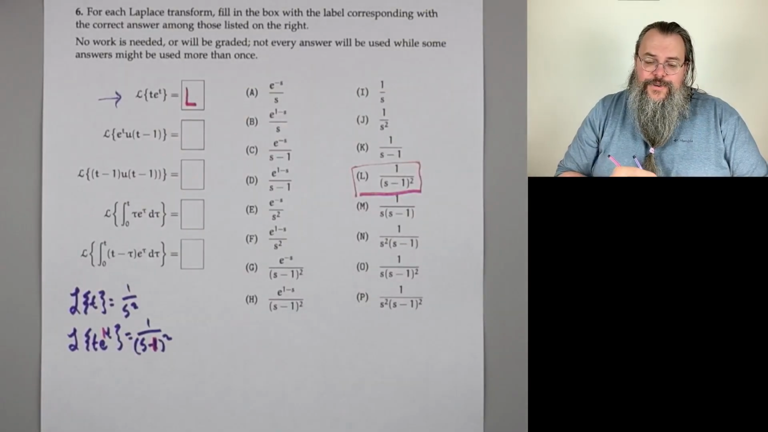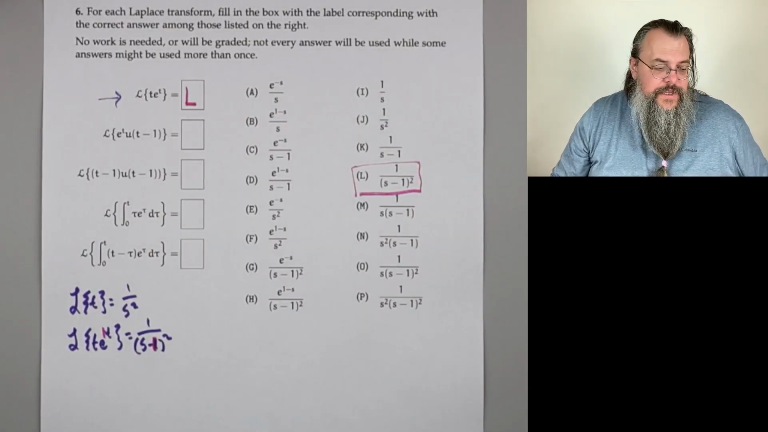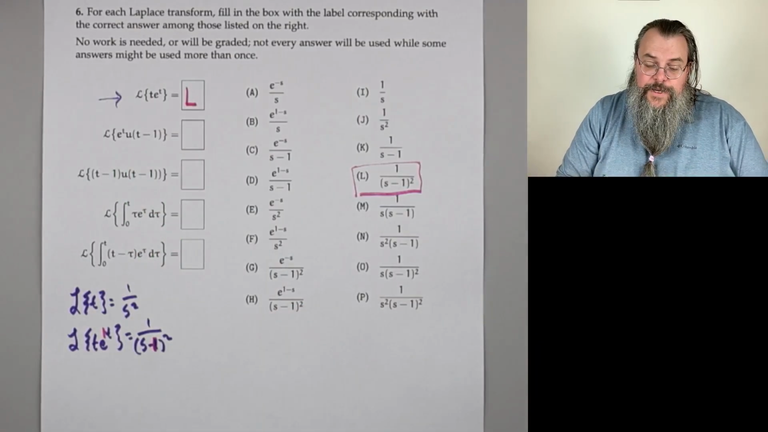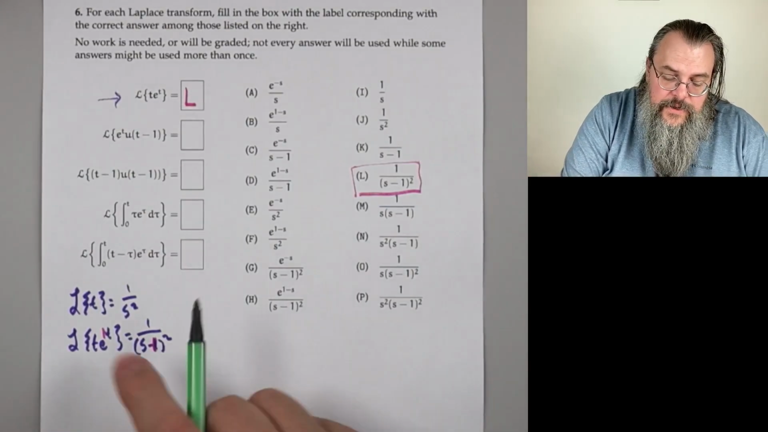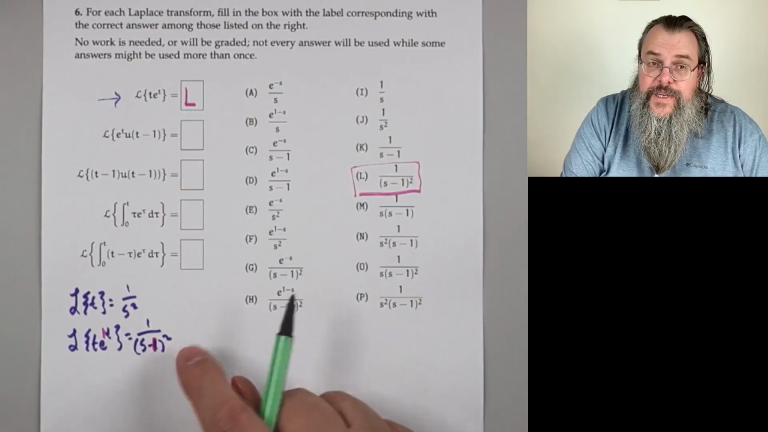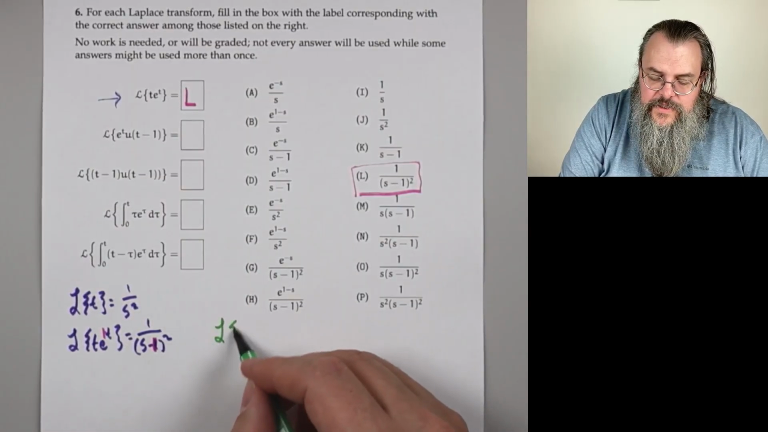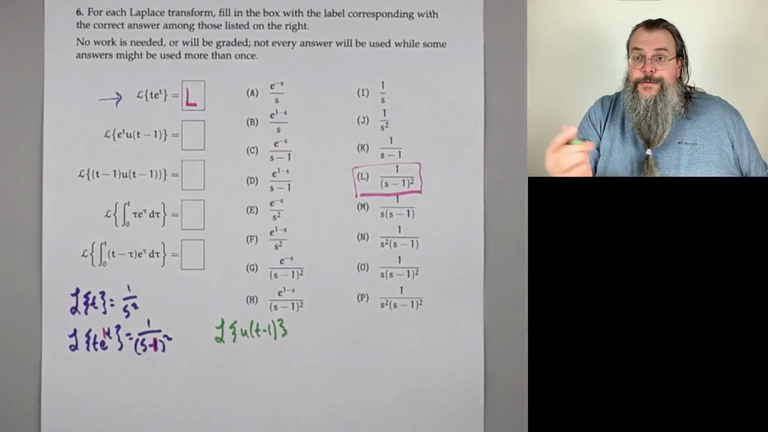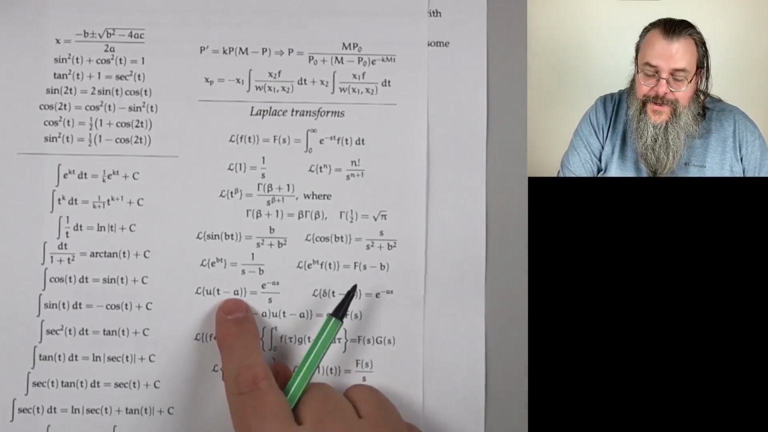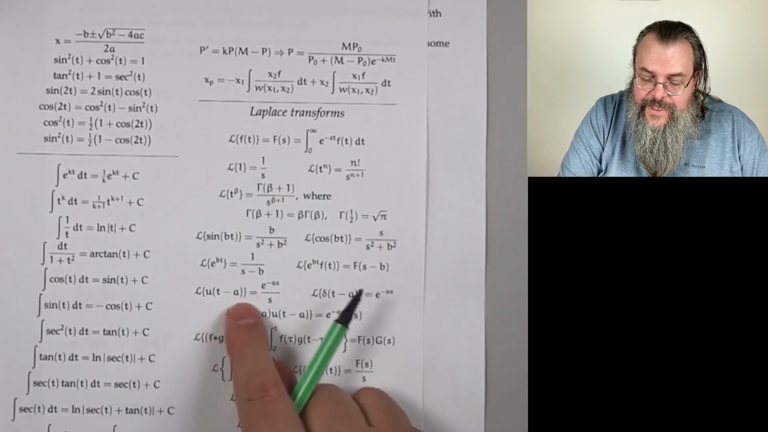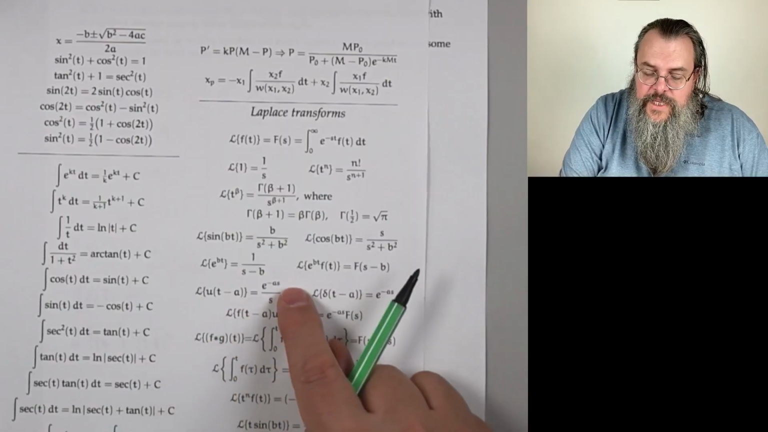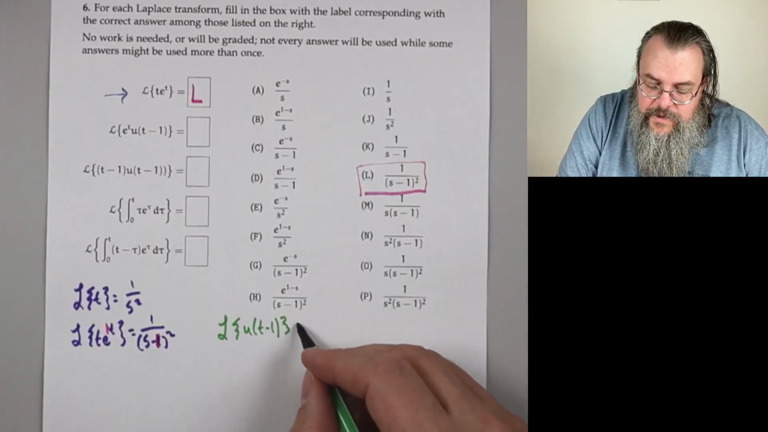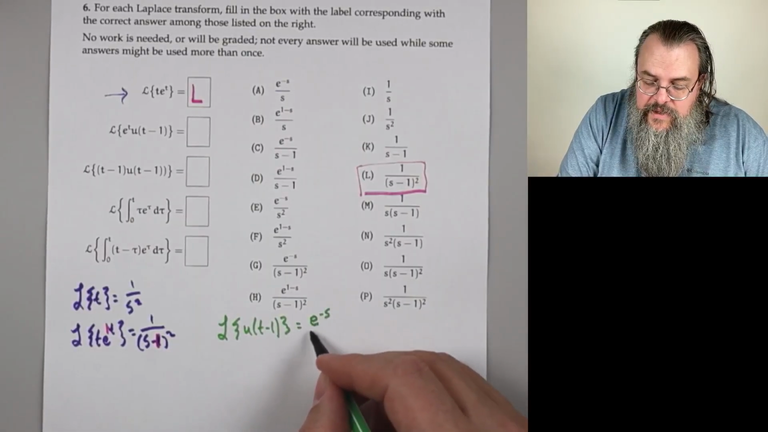All right, cool. Now our next one. We have e to the t u of t minus 1. Again, we know multiplying by e to the t shifts everything. Well, what about if I just do u of t minus 1? Do we know how to do that? Well, yeah, it's on our formula sheet. So u of t minus 1 would be e to the minus s over s. So Laplace of u of t minus 1 is e to the minus s over s.